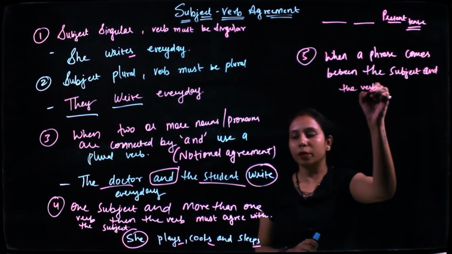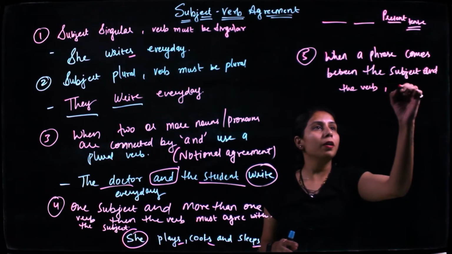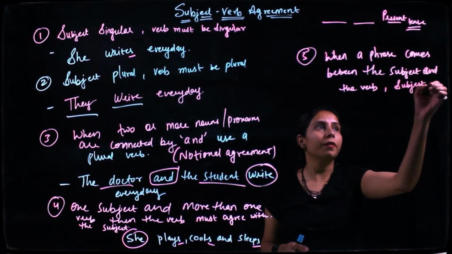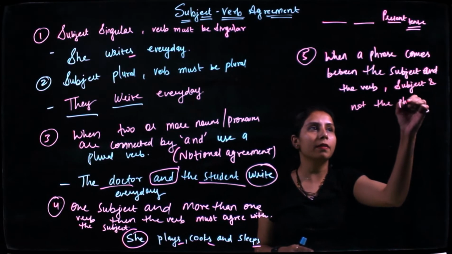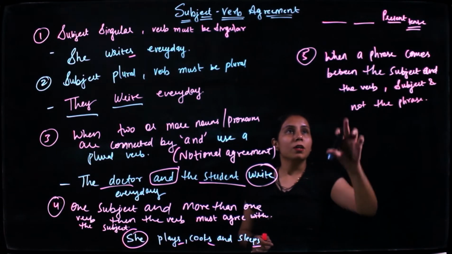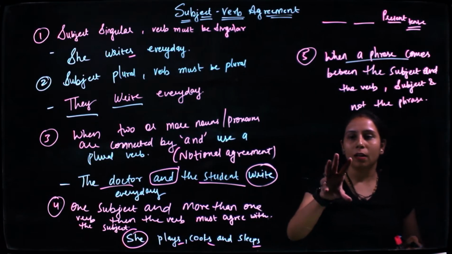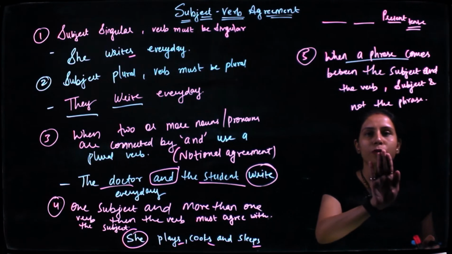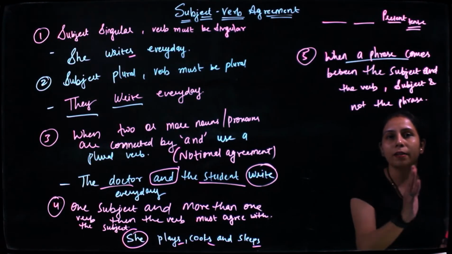In that case, what are you going to do? In that case, your action word should follow the subject and not the phrase. You can look into your notes. It is given as point number 5. You can refer to that. All right. So when a phrase is given, if the phrase is plural and the subject is singular in nature, then your verb will also be singular.